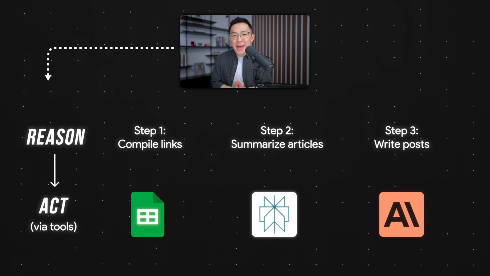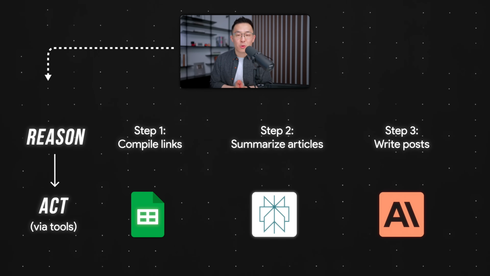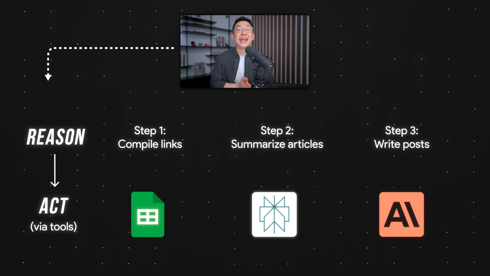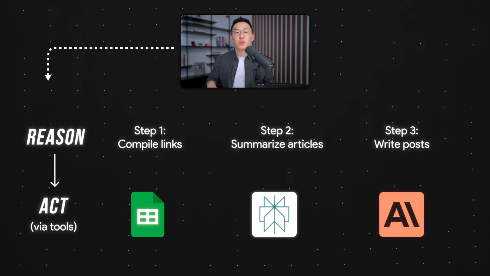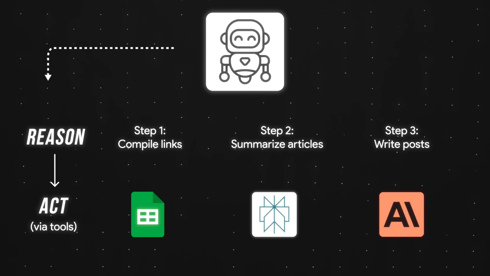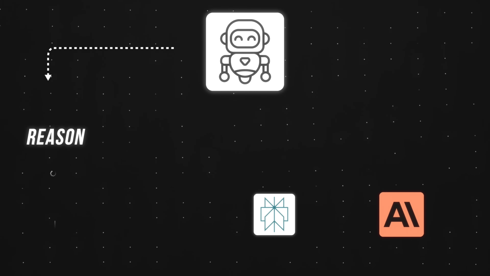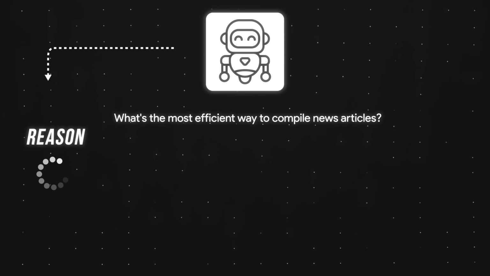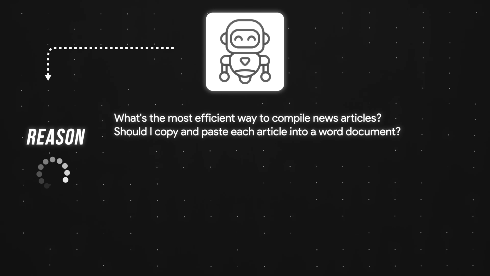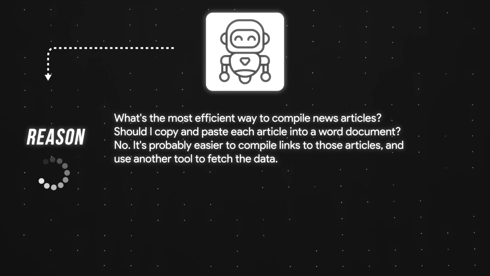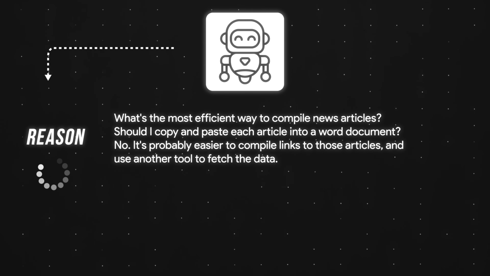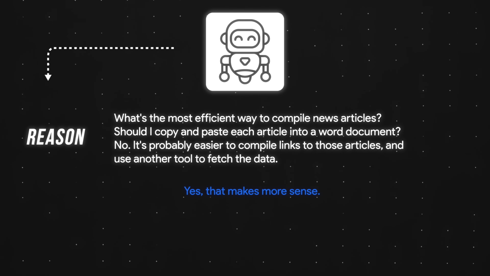So, and this is the most important sentence in this entire video, the one massive change that has to happen in order for this AI workflow to become an AI agent is for me, the human decision maker, to be replaced by an LLM. In other words, the AI agent must reason. What's the most efficient way to compile these news articles? Should I copy and paste each article into a Word document? No, it's probably easier to compile links to those articles and then use another tool to fetch the data. Yes, that makes more sense.